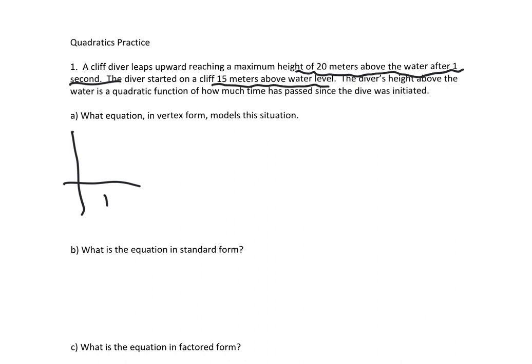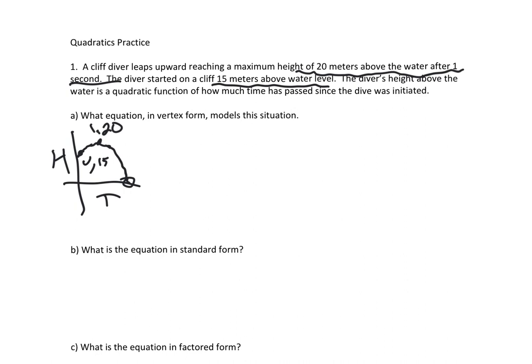So if we're putting time along the x-axis and the diver's height along the y-axis, the diver started at a height of 15 and then got up to a height of 20 after 1 second and then started to come down. So here this would be the point (1, 20), and that would represent the vertex. The point (0, 15) would represent the y-intercept. We don't know what this other point is, but that point would represent the time along the x-axis. The x value would represent how long it took the diver to get to the water.